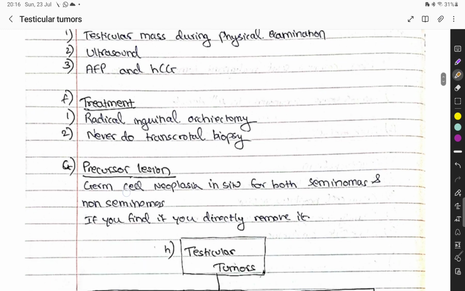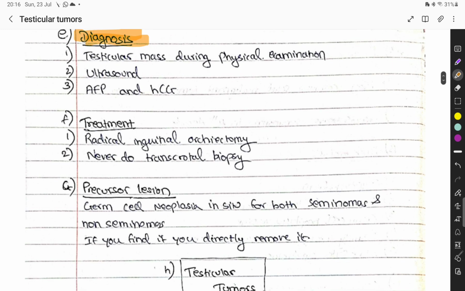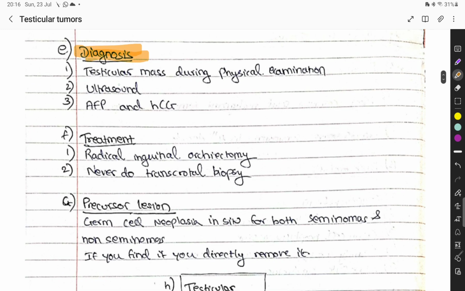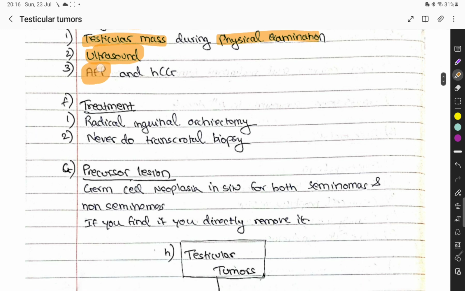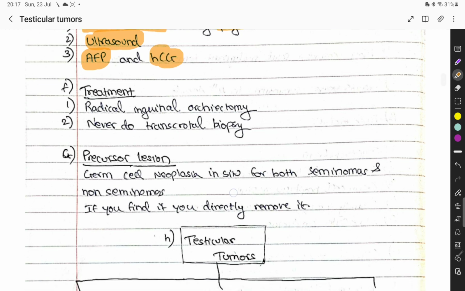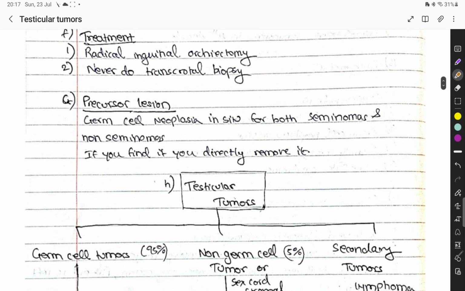Now diagnosis. How do you diagnose the testicular enlargement? So you have a testicular mass during physical examination. I think ultrasound is the ultimate diagnostic tool used, and you also have to check the levels of alpha fetoprotein and human chorionic gonadotropin hormone. Now we have to see the treatment. Treatment is mainly radical inguinal orchiectomy, in which you just remove the testis, and you never do a transscrotal biopsy because there are chances of spreading.